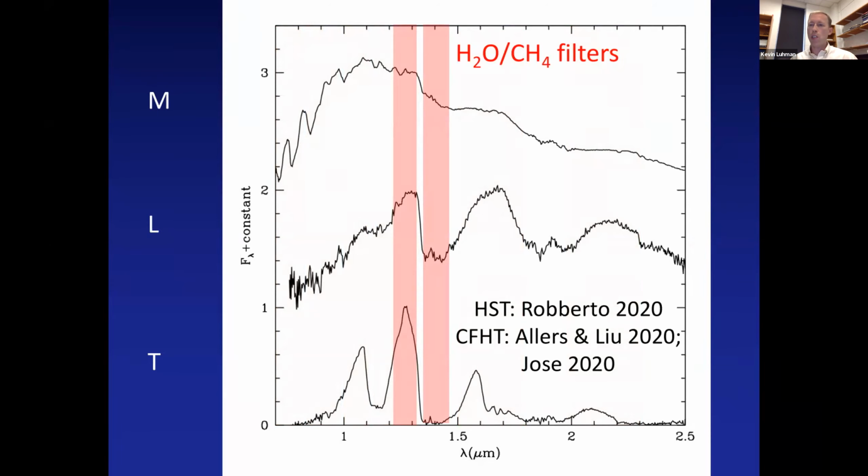And so for instance, HST and James Webb have filters of this kind, as well as a few ground-based telescopes, including CFHT. So for instance, Massimo Roberto has used HST imaging in filters of this kind to search for very low mass brown dwarfs at planetary masses in Orion. And Caitlin Allers and Mike Liu and collaborators have done the same thing with the CFHT and other star forming regions.